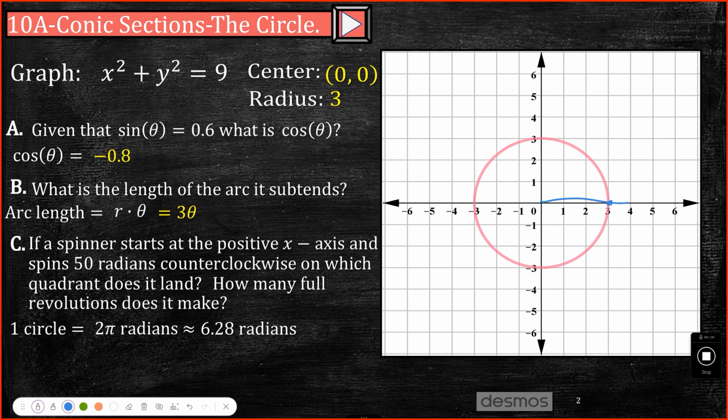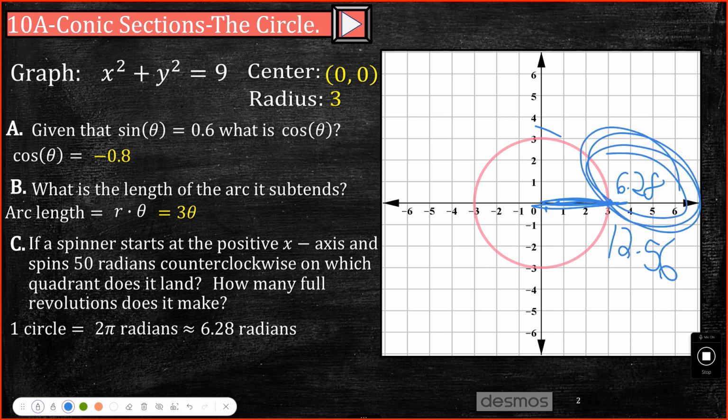If I spin something, I start here, and I go around one time. How many radians have I gone around? Yes or no? And if I go another 2 revolutions, how many have I gone now? 12 point what? You get it now? So what would be the best way to do it? Couldn't I just divide 6.28 into 50?